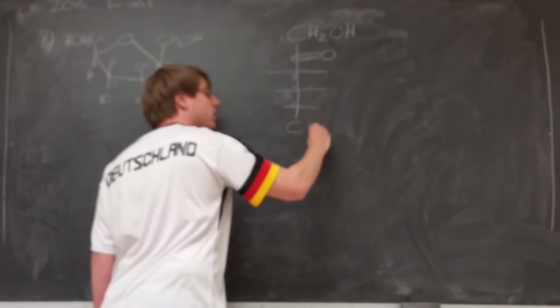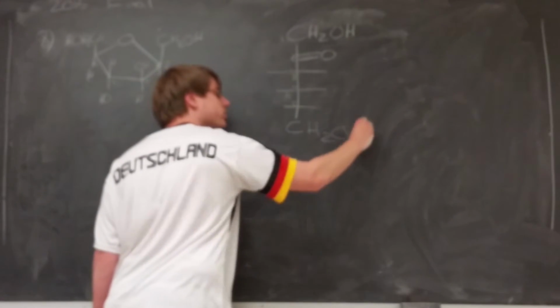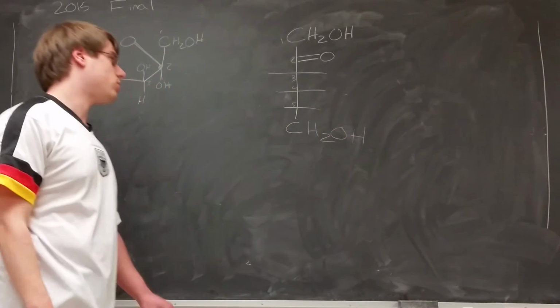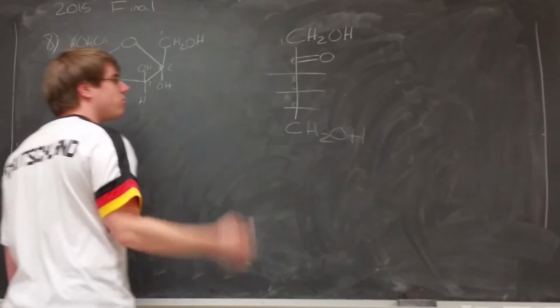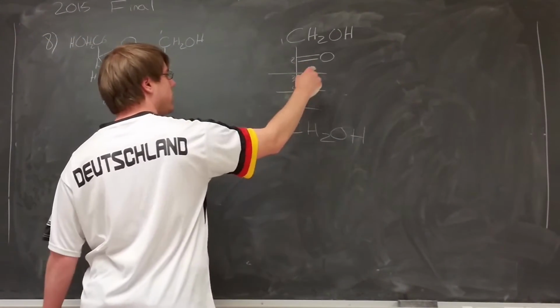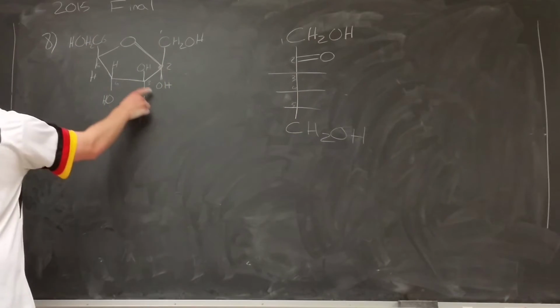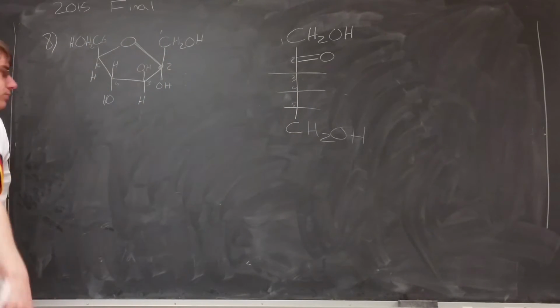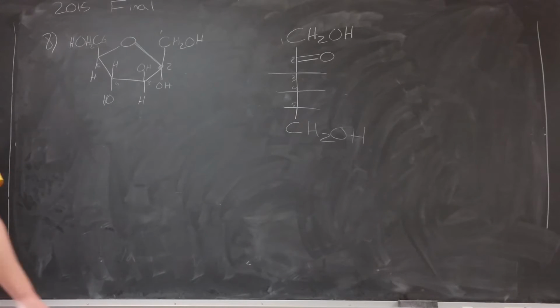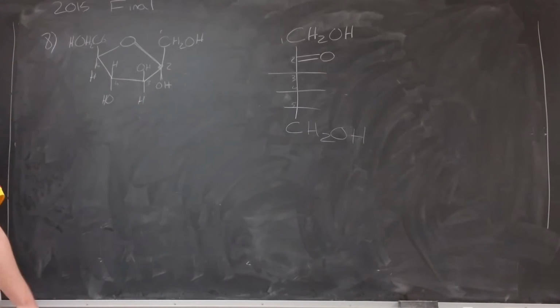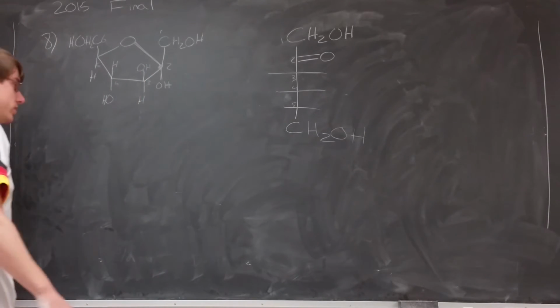The carbon on the bottom, regardless of whether it is an aldose or a ketose, will always be a CH2OH. So I've got 3 of the carbons filled in, and now I just have to figure out carbons 3, 4, and 5 based on the OH's positions on here. So let's start with 3 and 4. Carbon 3 has its OH pointing up, and carbon 4 has its OH pointing down.